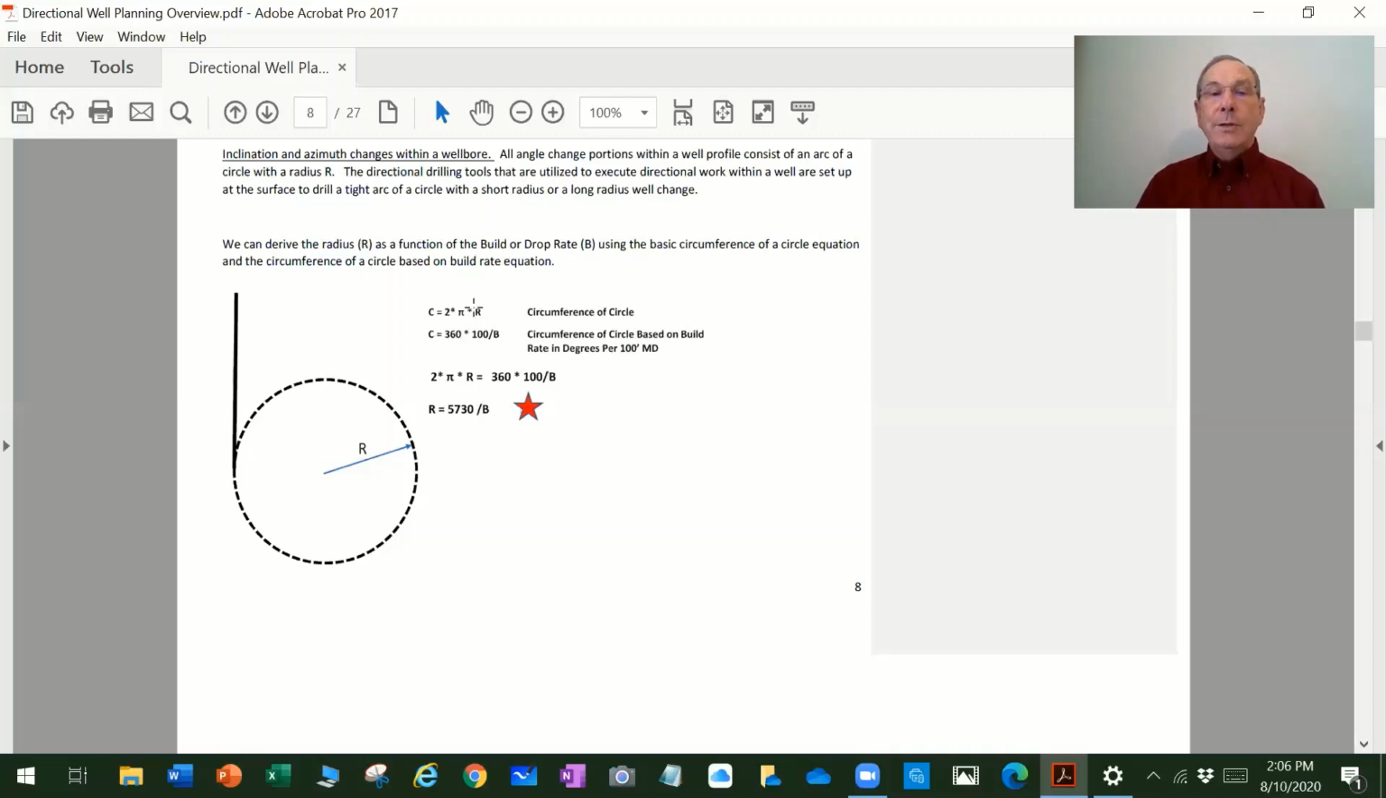So we can set these two equations equal to each other, since they both equal the circumference of a circle. And then when we go through this, we get the fact that the radius of our circle that we're going to need is going to be 5,730 divided by the build rate. And likewise, we can rearrange that to say that build rate is equal to 5,730 divided by the radius. So if we have either build rate or radius, we can calculate the other value.